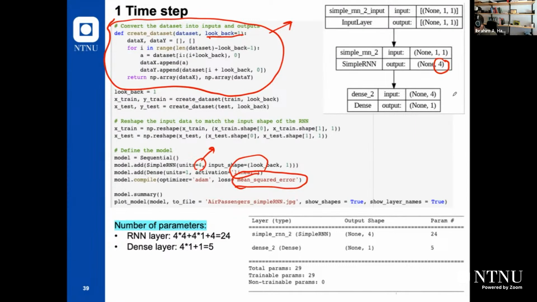Now, if we need to calculate the number of parameters, it's very easy. For the first layer, the RNN, it will be 4 times 4, plus 4 times input, which is 1, plus 4. So it will be 24. The number of weights for the output layer, the dense layer, is easy: 4 times 1 plus 1, so it will be 5. So the total number of parameters will be 29.